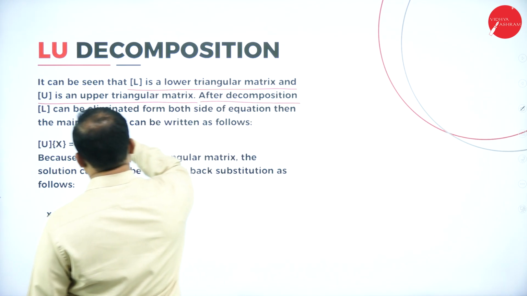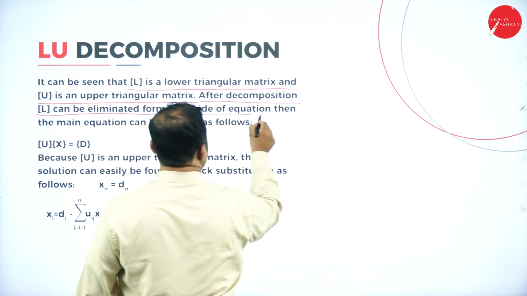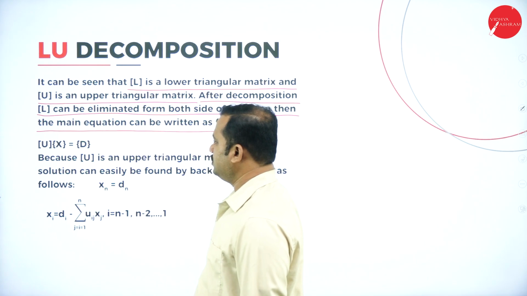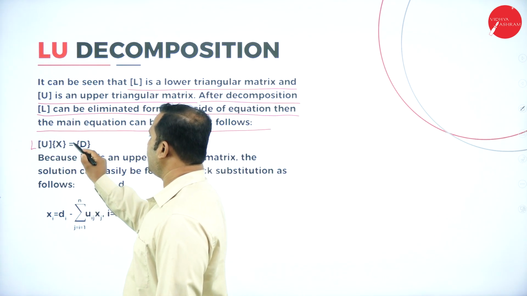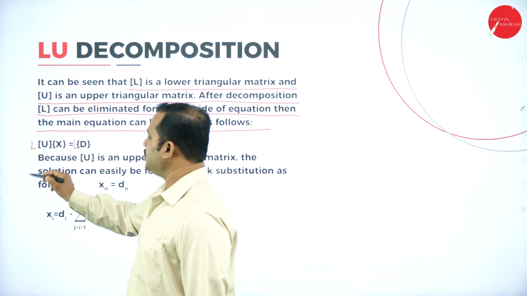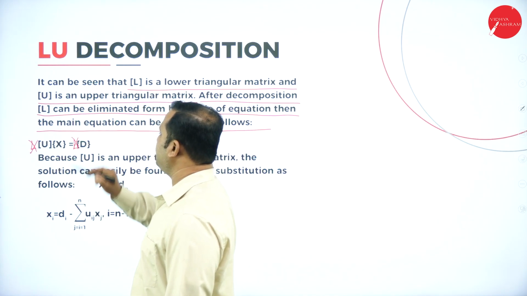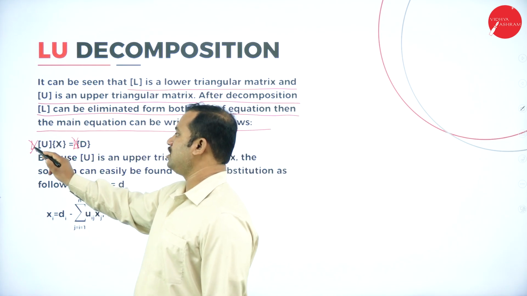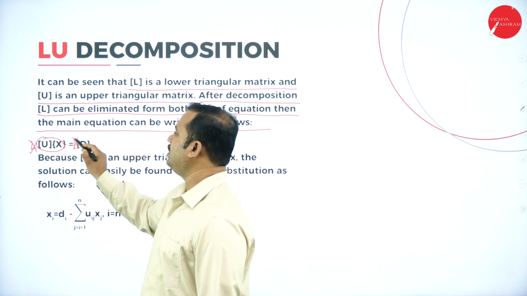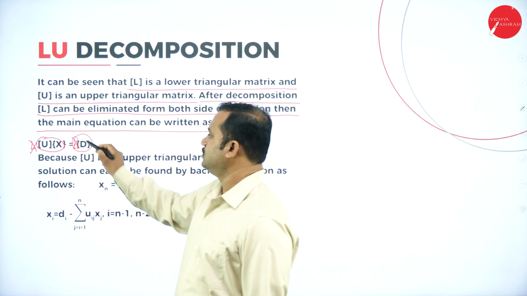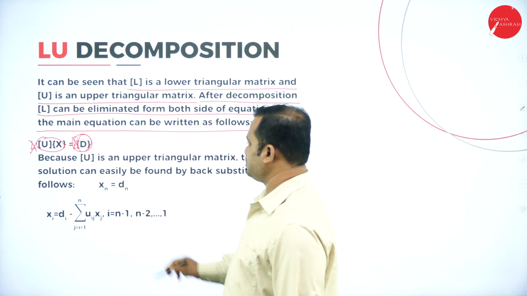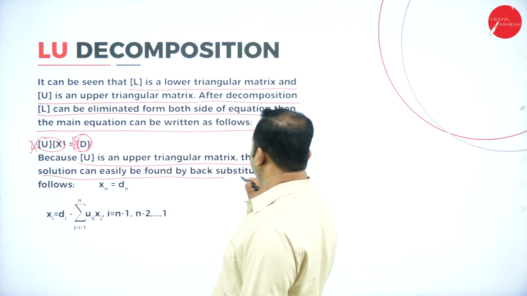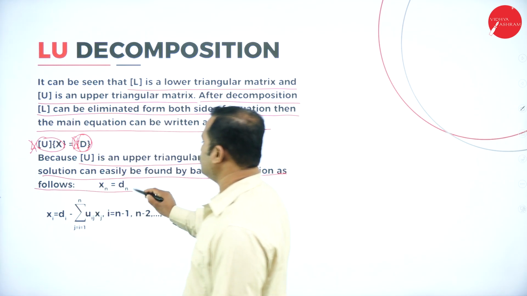After decomposition, L can be eliminated from both sides of the equation. Then the main equation can be written as follows. Earlier there was L on both sides. By decomposing, the lower triangular matrix can be eliminated on both sides of the equation, so that it is balanced. We are left with U, X and D. What does the upper triangular matrix indicate? Because of the upper triangular matrix, the solution can be easily found by back substitution as follows.